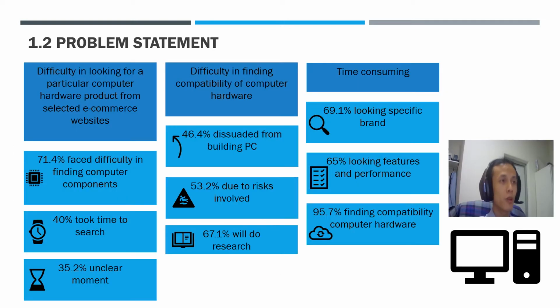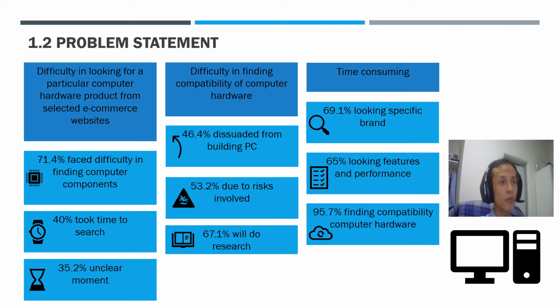There are three problem statements. Number one, difficulty in looking for a particular computer hardware product from selected e-commerce websites. So 71.4% of respondents face difficulty in finding computer components, and 40% of respondents take time to make a search. 35.2% of respondents have an unclear moment.